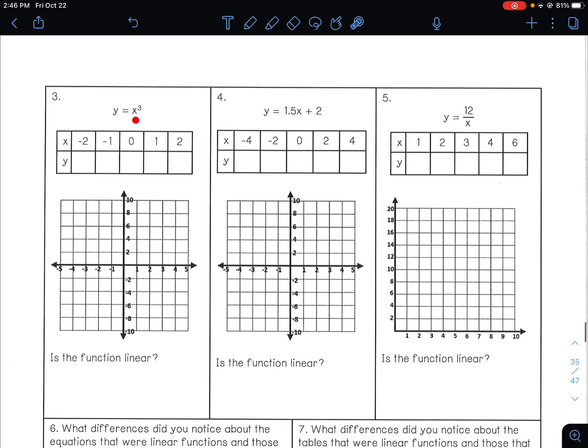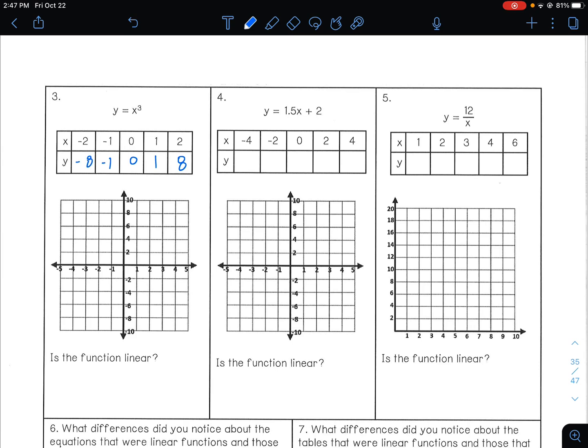Let's go with this. Already you can tell number 3, not linear, because it has x raised to the 3rd power. But let's go ahead and fill out our table. When x is 0, y is also 0. X is 1. 1 times 1 times 1 is 1. 2 times 2 times 2 is 8. -1 times -1 times -1 is still -1. -2 times -2 times -2 is -8.